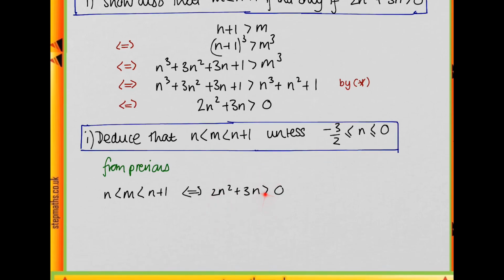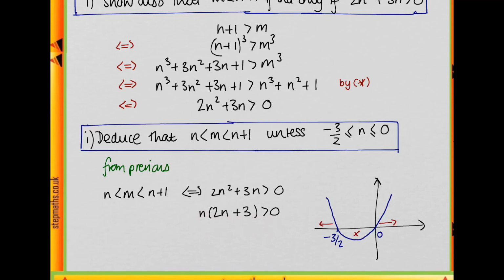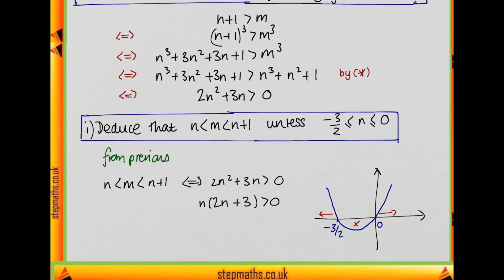And note that this is a quadratic, so we can look at it graphically. So factorizing it, we get n, 2n plus 3 is greater than 0. And drawing the graph, noting the roots minus 3 over 2 and 0, we see that this is greater than 0 when n is greater than 0 and when n is less than minus 3 over 2. So we can say that this holds for all n except for n between minus 3 over 2 and 0 included, as asked for in the question.